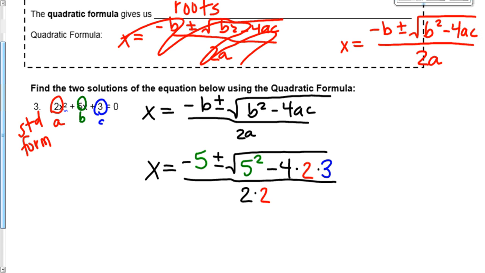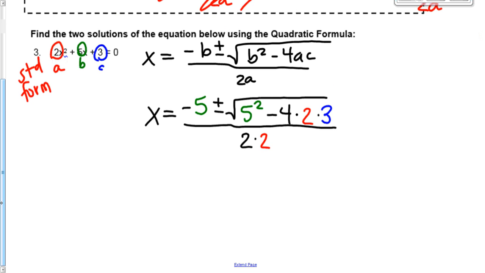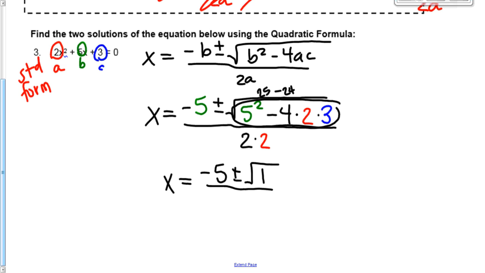Now it's just a giant PEMDAS problem. All I have to do is start PEMDASing, right? So you want to start with the parentheses. In this case, we have a radical symbol that's kind of like our parentheses. We want to just go as far into those parentheses, or the radical sign, as we can. So I'm going to start in here. So 5 squared, well, that's 25, minus 4 times 2 times 3, well, that's 24. So 25 minus 24, that gives me negative 5 plus or minus the square root of 1 all over, I'm going to go ahead and just do 2 times 2 and write 4. That's all right with you.